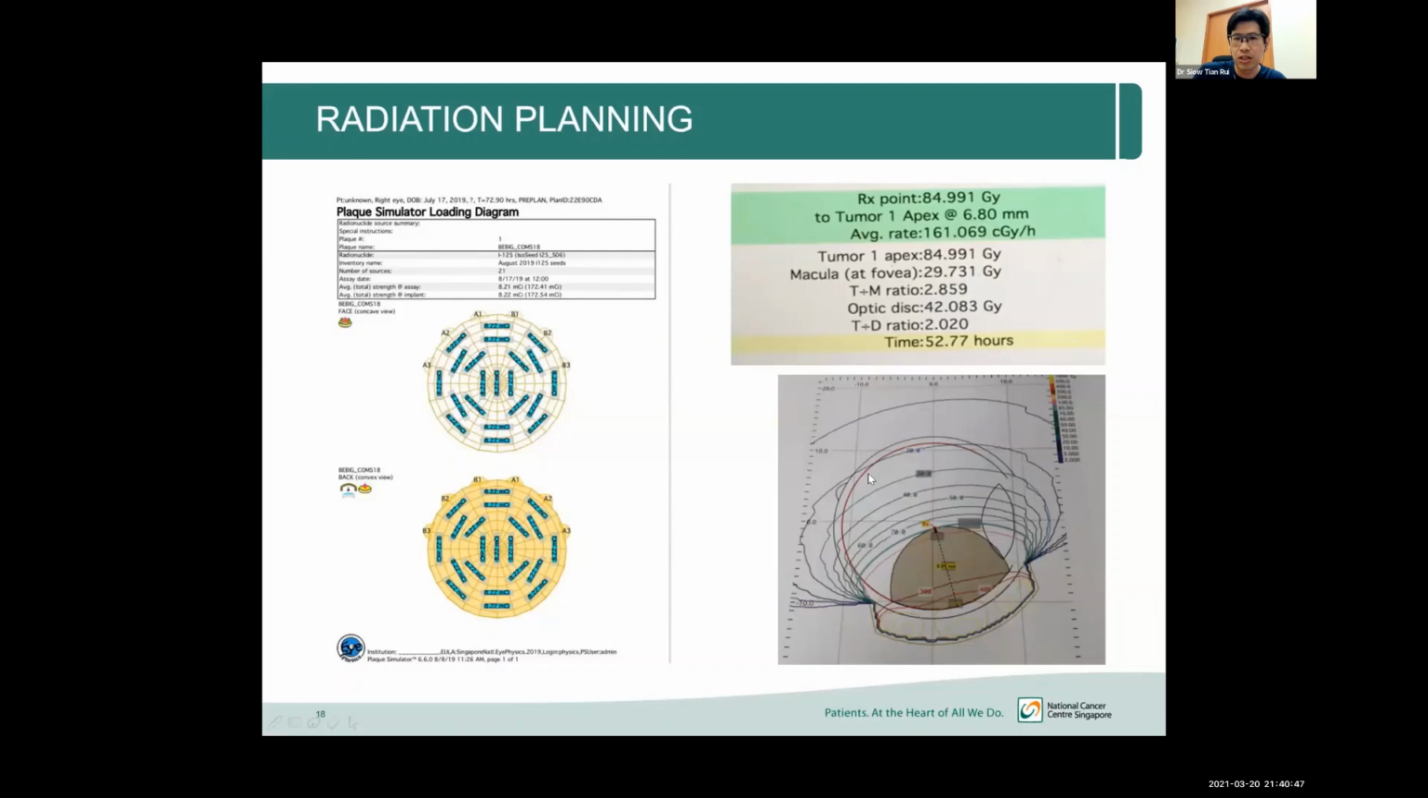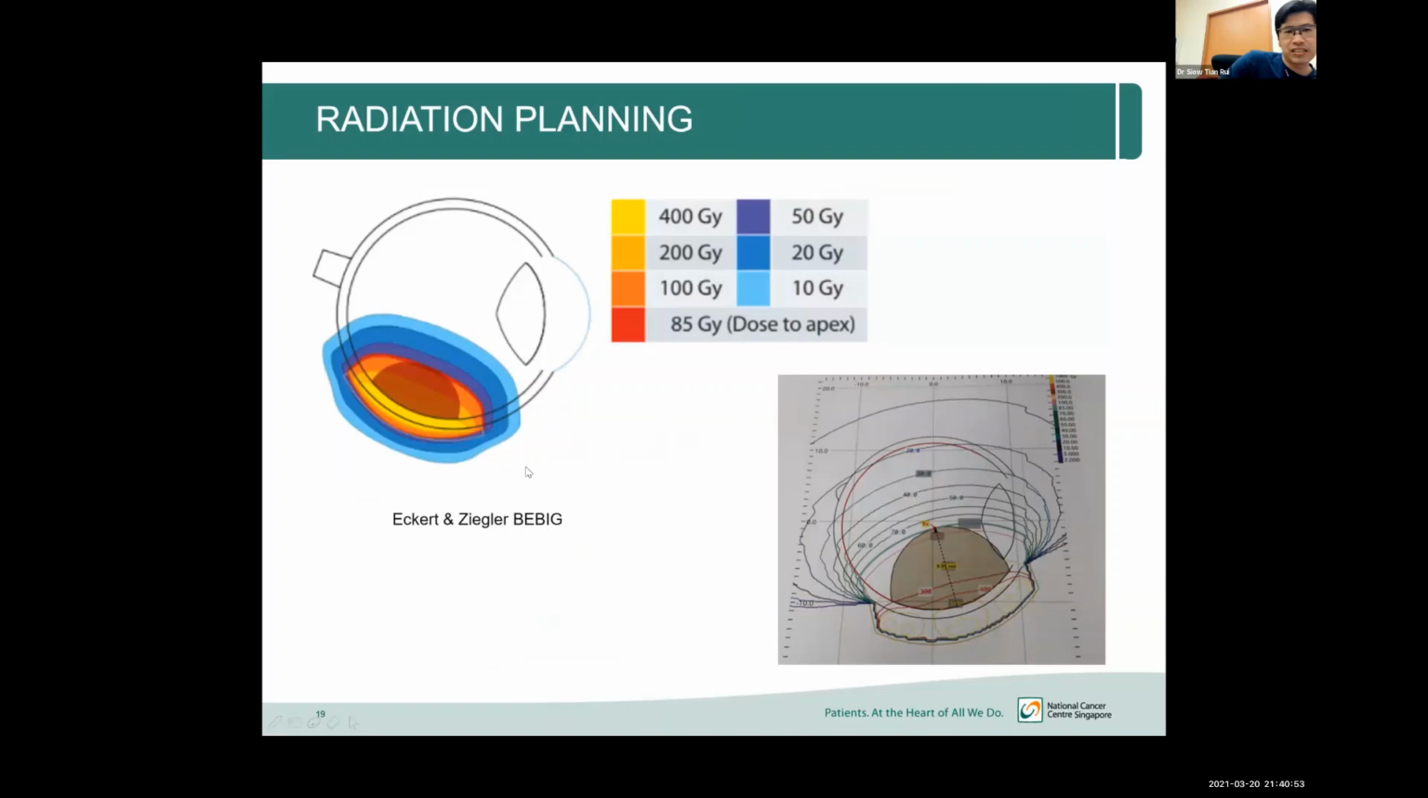This is just an easier, apologies, as I mentioned, most of my pictures are taken from Vivek. So this is just a graphical representation of this. It's a tumor, the 85 gray isodose line in red, and then the falloff of the doses around the eye.